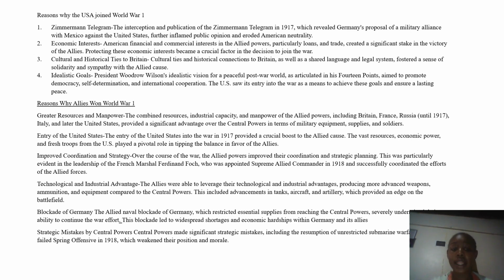Then reasons why the Allied won the World War One. They had great resources and manpower. Then they were supported by the USA, which provided them with guns. They had improved coordination and strategy. They also had technological and industrial advantage.